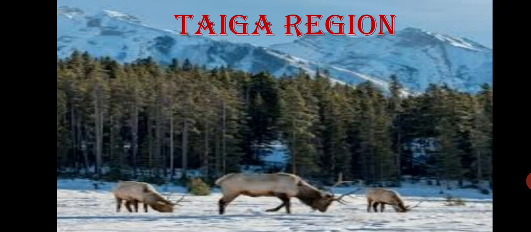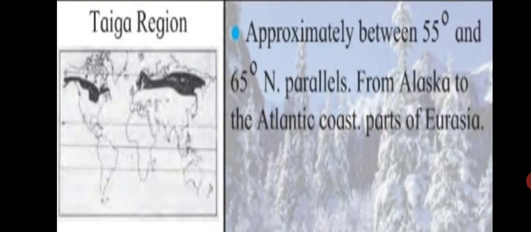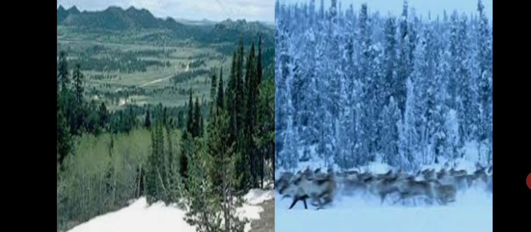Next, we will learn about the Taiga region. The location and extent is approximately between 55° and 65° north parallels. That is from Alaska to the Atlantic coast, parts of Eurasia. Climate. Summer temperature is 15 to 20 degrees Celsius. Winter temperature is below 0 degrees Celsius. Mean annual rainfall between 300 and 500 millimeter is observed. Rainfall in summer and snowfall in winter.